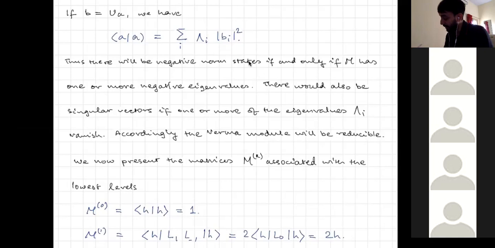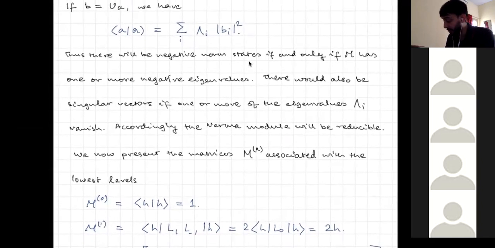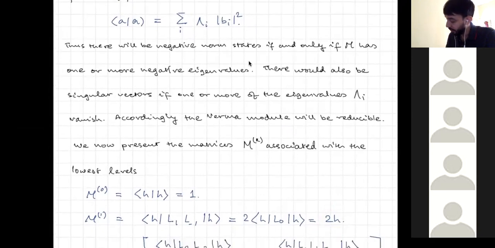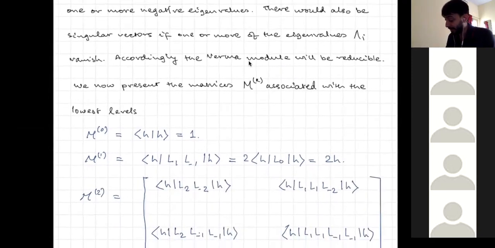Let's look at the particular matrices Mk. If you're looking at M naught, this is just the inner product of h with h. Let's normalize this to be equal to 1. M1 is the first level, so this is the norm of L minus 1. There's just one state, so this gives you twice h. Good. Now, when you're looking at the next level, you have more than one state.